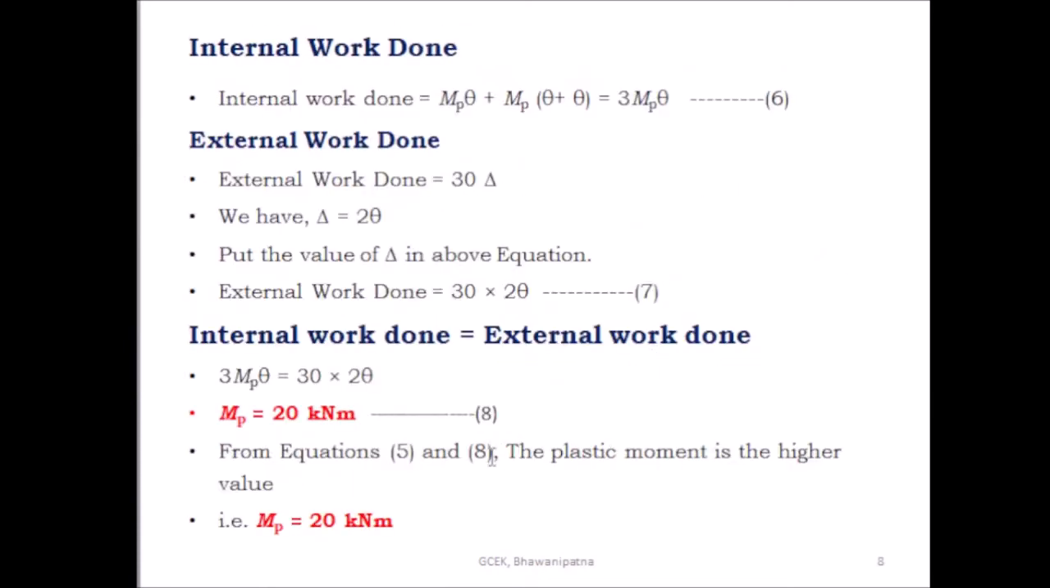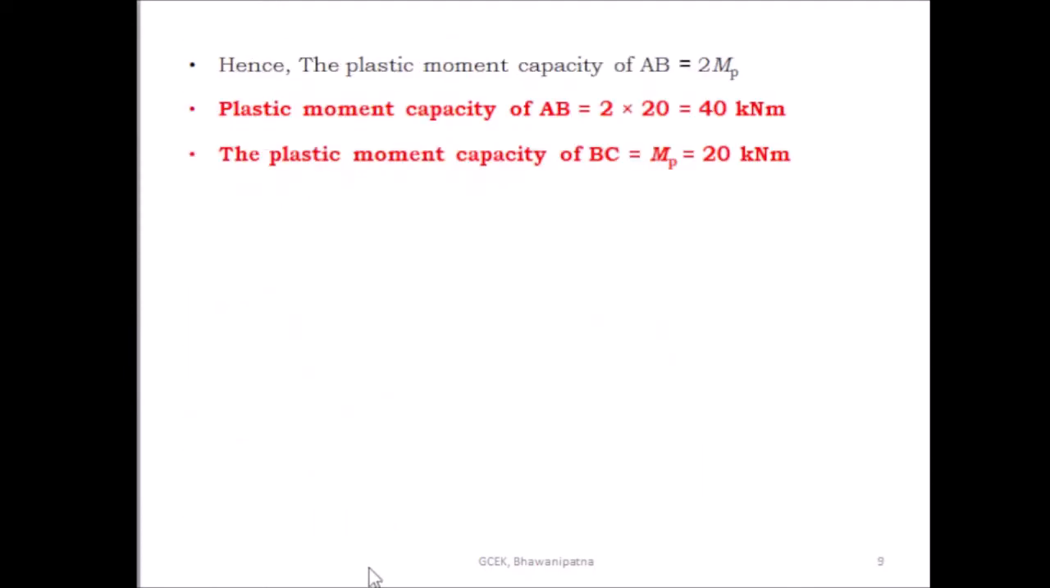The higher value you are choosing as the plastic moment of the continuous beam. So Mp is equal to 20 kilonewton meter, and for span AB the plastic moment capacity is equal to 2 Mp. So this is equal to 2 into 20, 40 kilonewton meter. So this is the plastic moment capacity for span AB, and the plastic moment capacity of span BC is equal to 20 kilonewton meter.